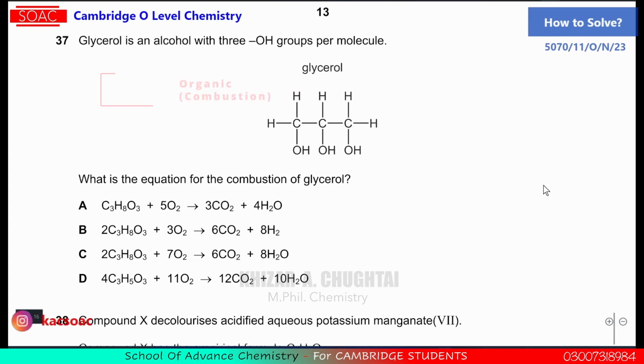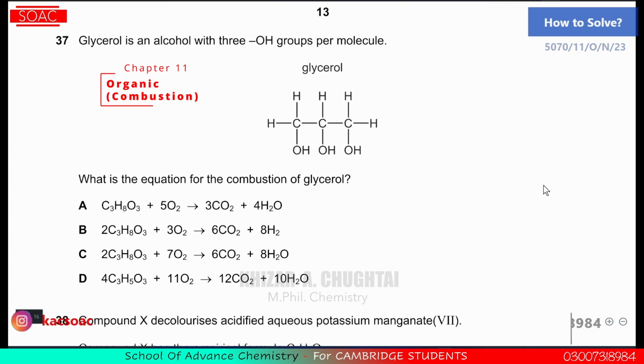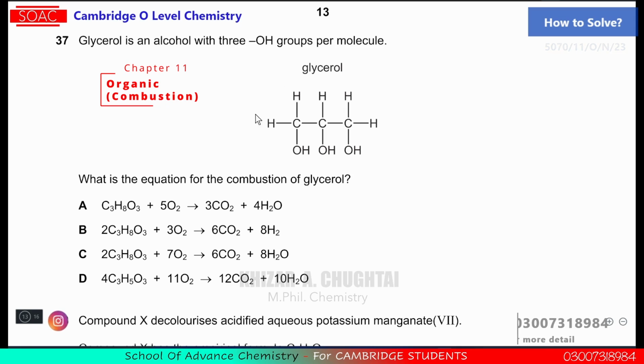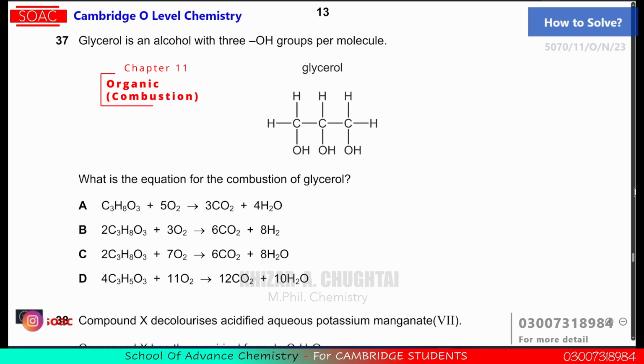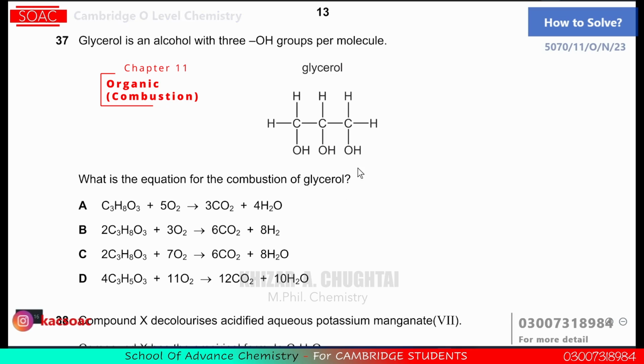Question number 37. Glycerol is an alcohol with 3 OH groups per molecule. What is the equation for the combustion of glycerol? First of all, I'm going to write its molecular formula. How many carbons are there? 3 carbons and 3 oxygens. How many hydrogens are there?